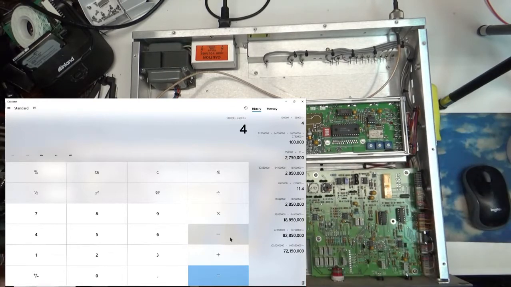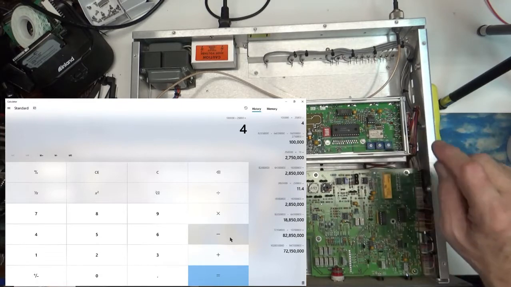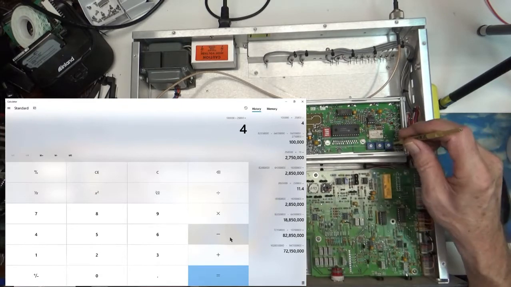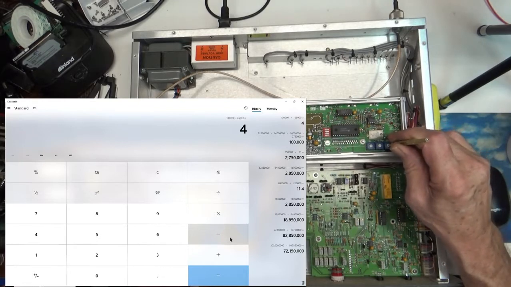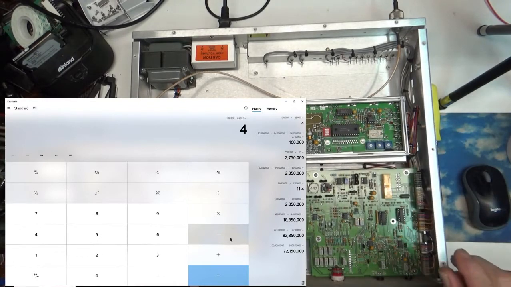Well, it would be if you think about it. Okay. Anyway, so we're going to start off by setting this at 4. 4, right there.